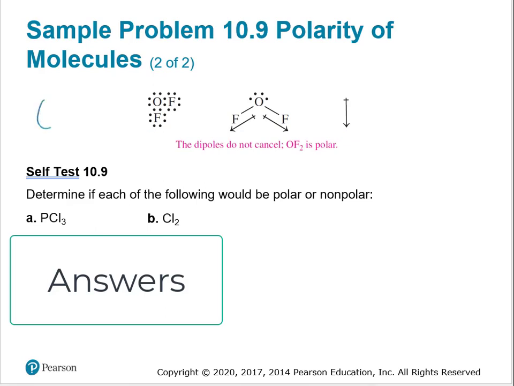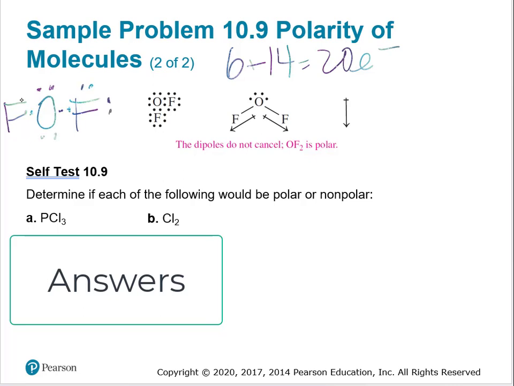Let's look to see how you did. We had O and we had F2. So I drew mine out looking like this. There's only one O, so it's got to be the central atom. There are 6 electrons coming from oxygen, 7 from both of the fluorines, so that's 14. So we have 20 electrons to account for. I'm going to start going around. 1, 2, 3, 4, 5, 6, 7, 8, 9, 10, 11, 12, 13, 14, 15, 16, 17, 18, 19, 20.